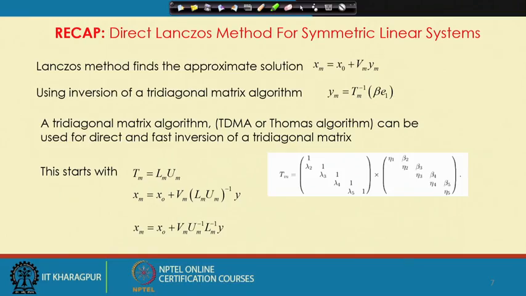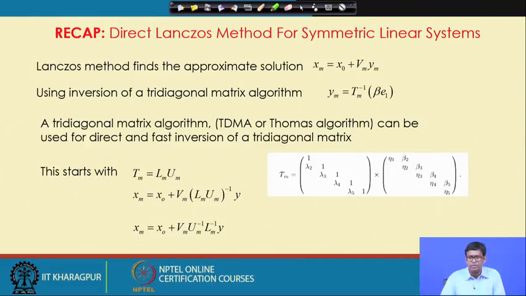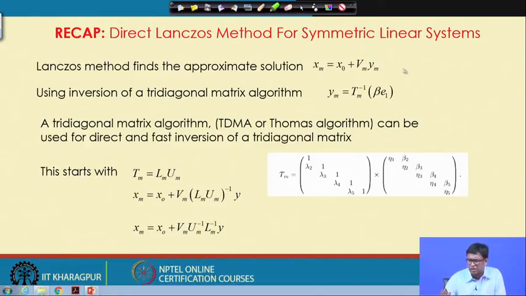So, we can quickly look into the symmetric linear system solver in Krylov subspace, which we have discussed earlier, the direct Lanczos method. The Lanczos method finds an approximate solution x m is equal to x 0 plus V m y m, which is a Krylov subspace method. This is x m is equal to x 0 plus K m of A comma r 0. Let me write it down again. This is the same as x m is equal to x 0 plus K m of A, r 0, and this is a Krylov subspace method.